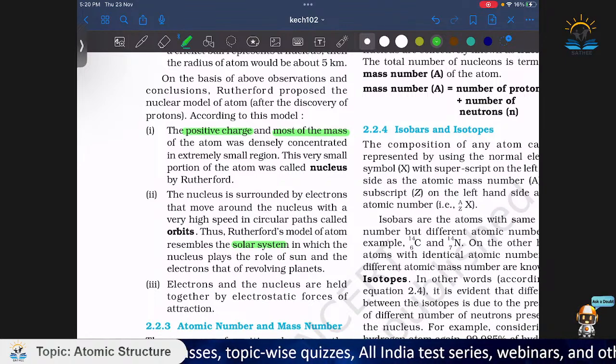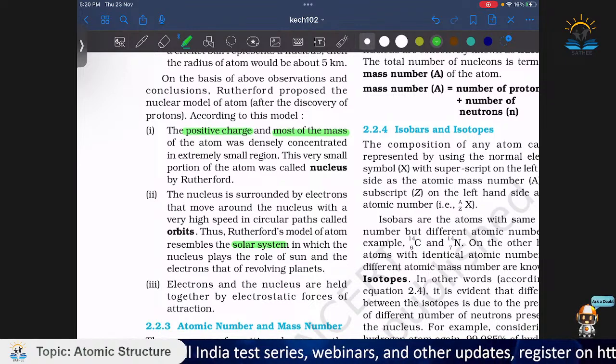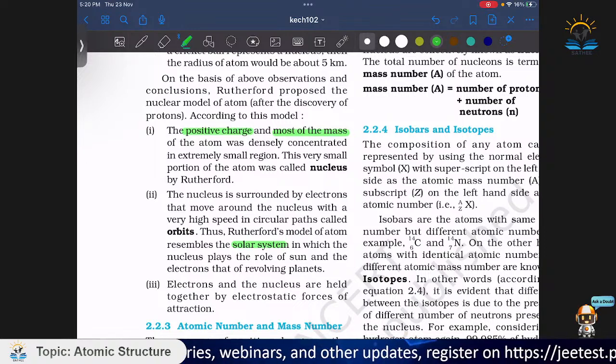So he gave a pretty much stable model of the atom: electrons are moving around the nucleus, the nucleus is at the center, it has lots of positive charges and almost all the mass of the atom. Apart from that, most of the space is empty.